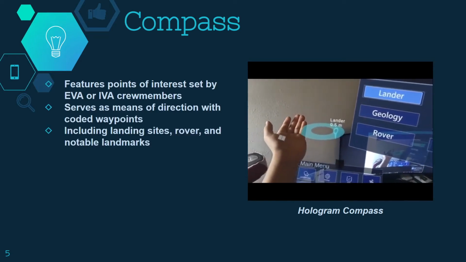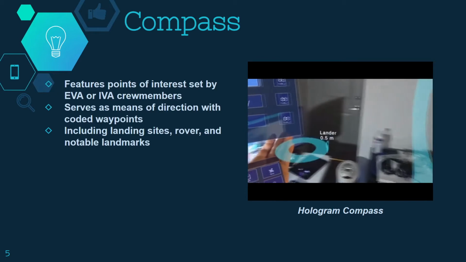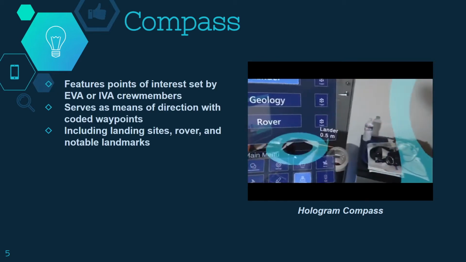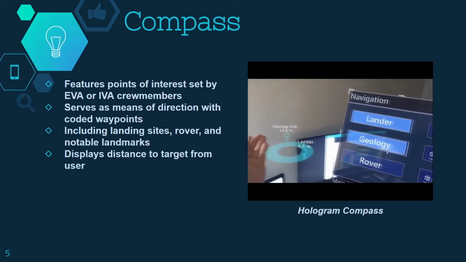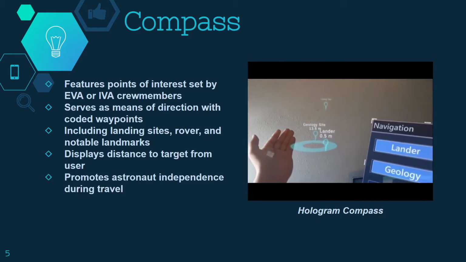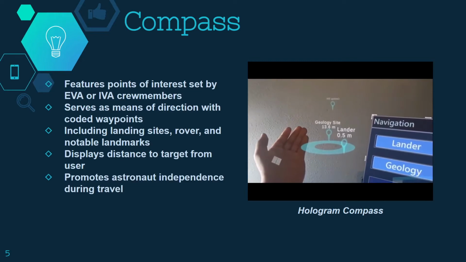As seen in the video, the user is selecting waypoints from the navigation menu to display on the compass. These markers can be set by the EVA or IVA crew members before and during the spacewalk. This compass serves to provide a sense of spatial awareness in bare environments such as the moon.